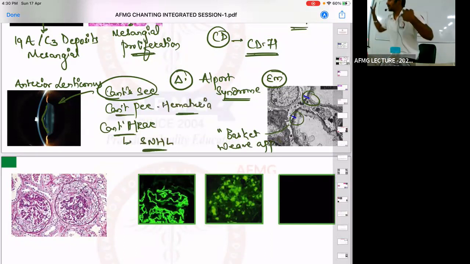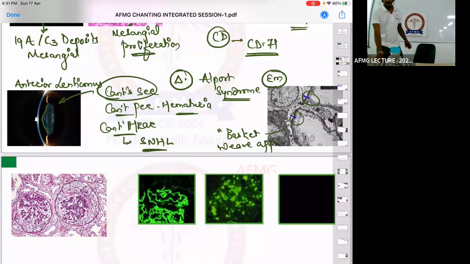Okay, no issue. So, let us revise once more the triad of Alport syndrome. Can't see means there would be ocular manifestation. Can't pee means there would be hematuria. Can't hear means there would be sensorineural hearing loss in the child. Most common cause of hereditary nephritis, electron microscopy shows which appearance?